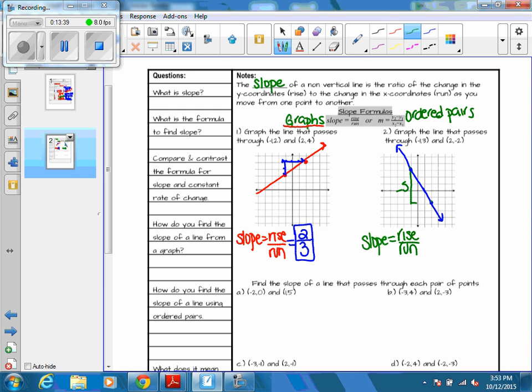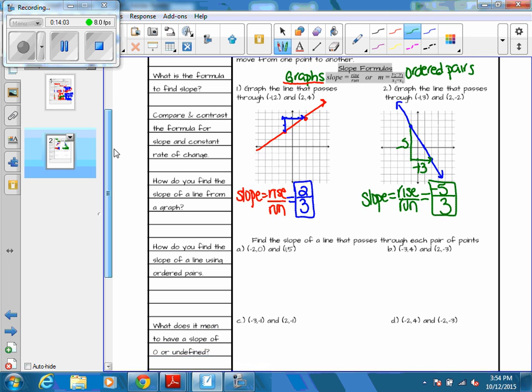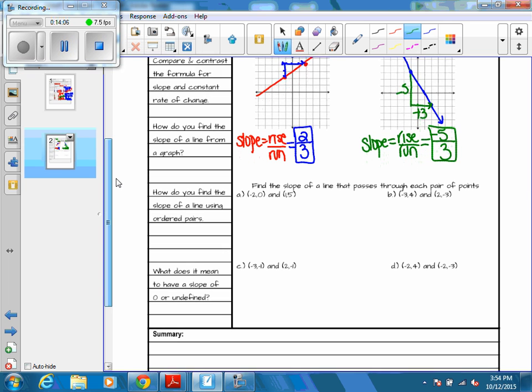And I'm running positive. So I'm running 1, 2, 3 to get to that point. So when I fill in my values, I rise, or I fell, -5, and then I ran +3. So my slope is -5 over 3. Okay, my slope is going to be -5 over 3. So let's keep working. All right, let's look at the next part.